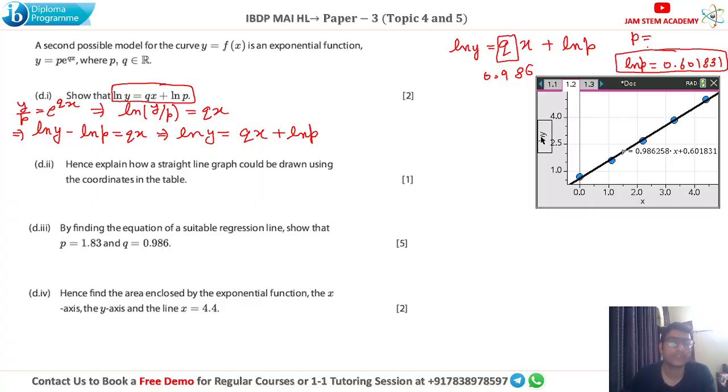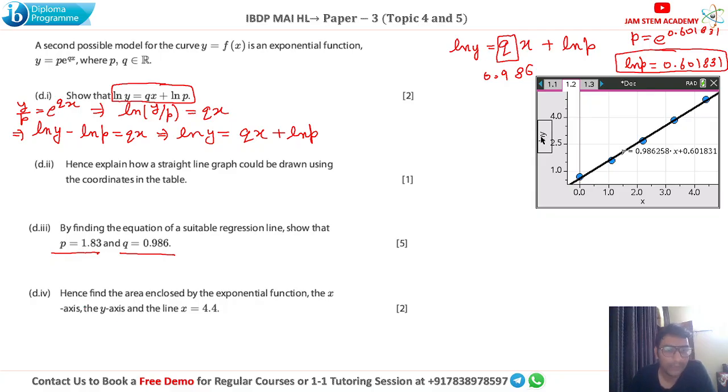Either use n solver or use the definition of the logarithm. P is e raised to the power 0.601831. Either use this definition of logarithm or use the n solver. So you will get the value of p as 1.83 from here, and hence the solution is 1.83 as p and q as 0.986. That's the solution for D part 3.